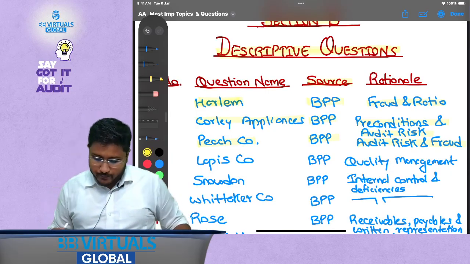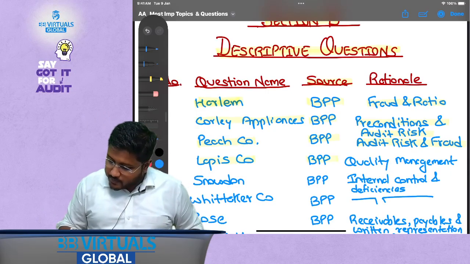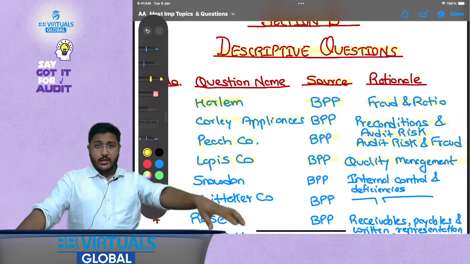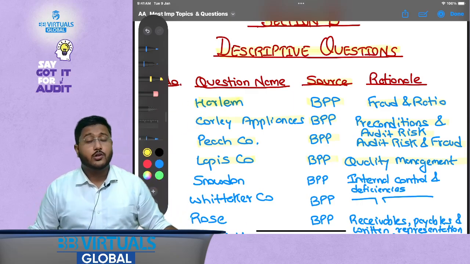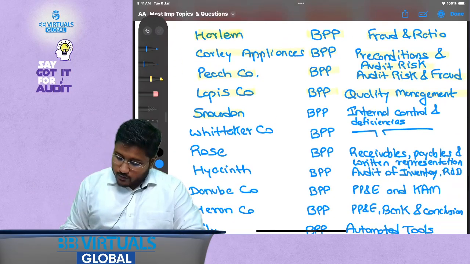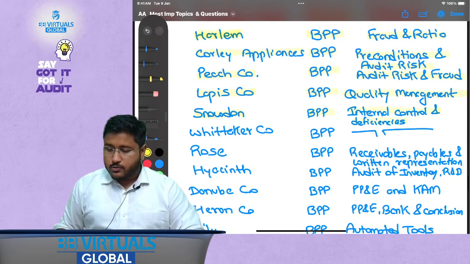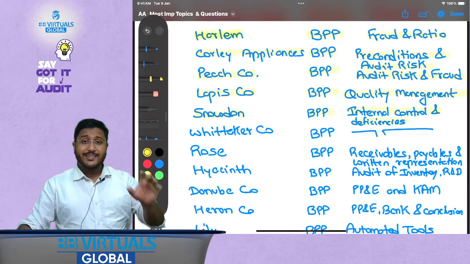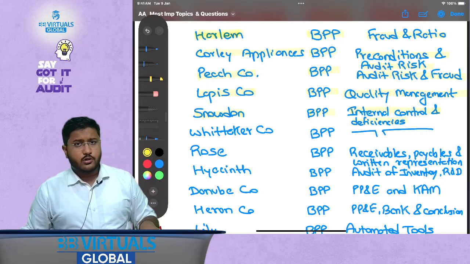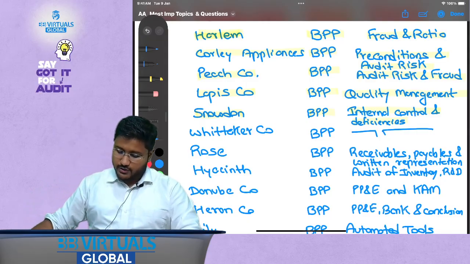to respond to fraud. Then Lapis Company, BPP, this talks about quality management. We discussed EQR earlier, but now we are going to discuss quality management. Is it important? Yes. Then Snowdon from BPP, this talks about internal controls and deficiencies. This will have a descriptive way of writing how you need to identify the internal control issues and how you need to report on the deficiencies identified.